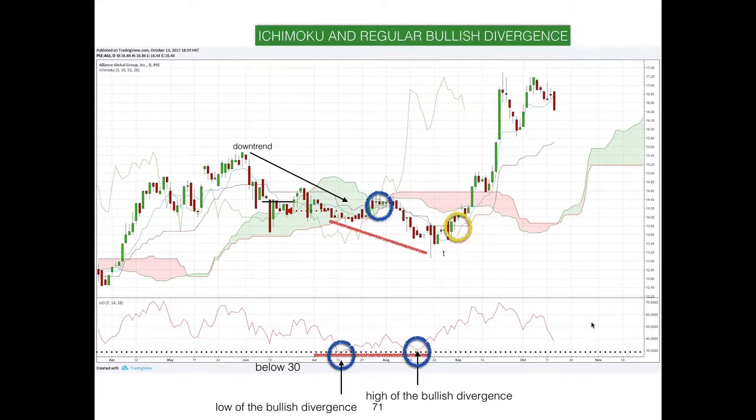At the same time, there was a Tenkan-sen crossover above the Kijun-sen. Or not at the same time, but a few days later. And as that happened, the ultimate oscillator also made higher lows. There's a Kumo twist. So the sentiment was starting to get bullish. Price broke above the Kumo, and the Chikou span also broke above the price bars. And then price made an uptrend.